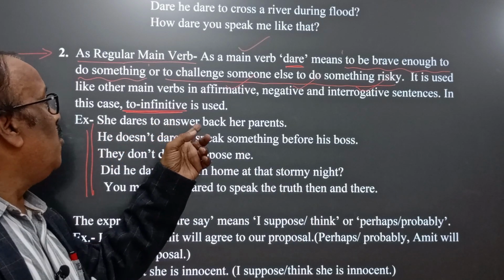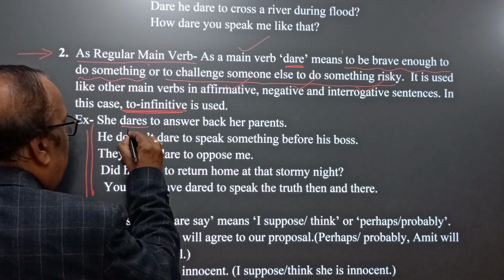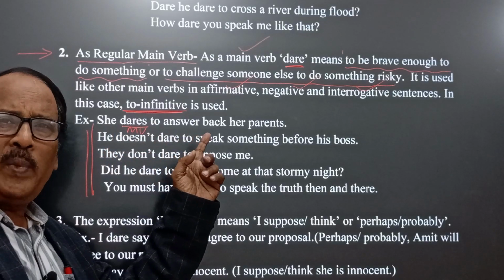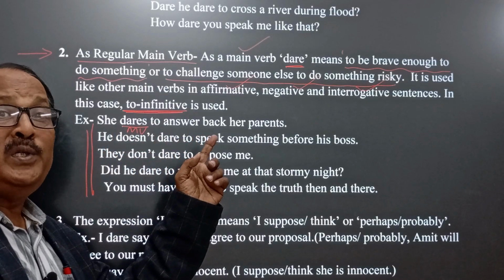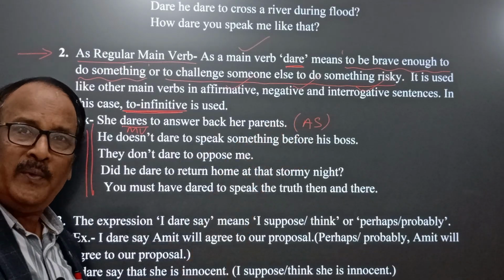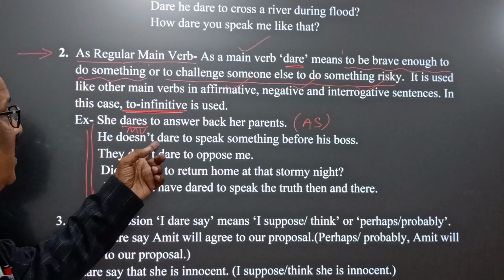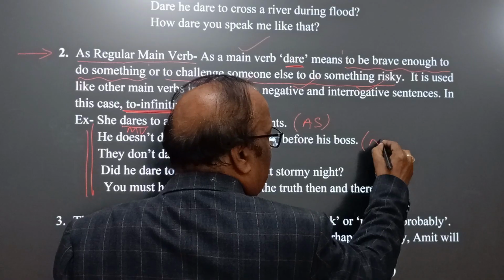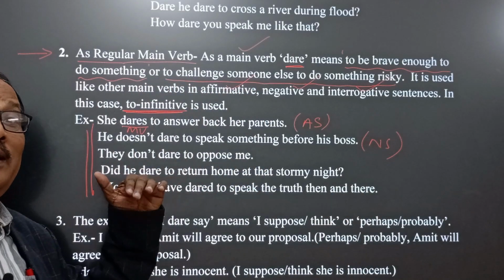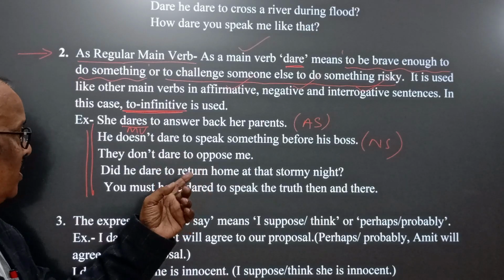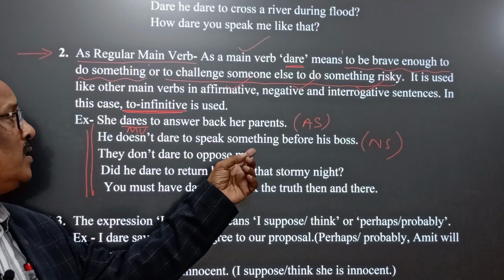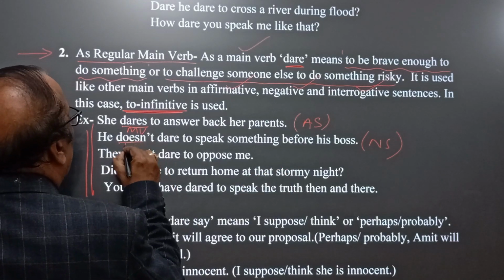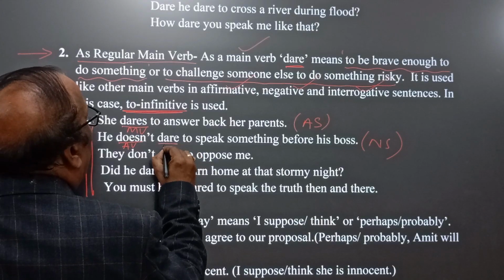She dares to answer back her parents. Here main verb. It means she challenges to answer back her parents, which is not good. This is affirmative sentence. He doesn't dare to speak something before his boss. Here negative sentence. It means he doesn't challenge to speak something before his boss. Here does is the auxiliary verb and dare is the main verb.